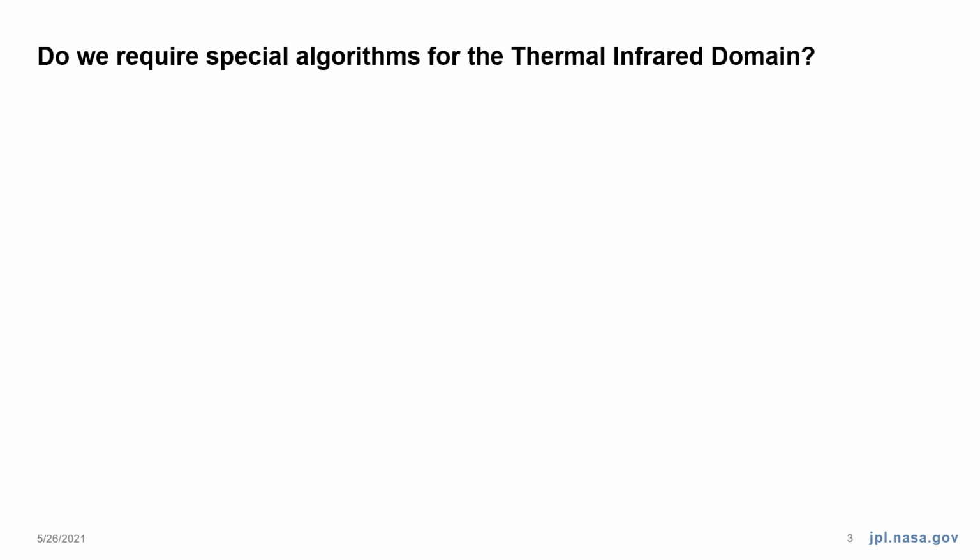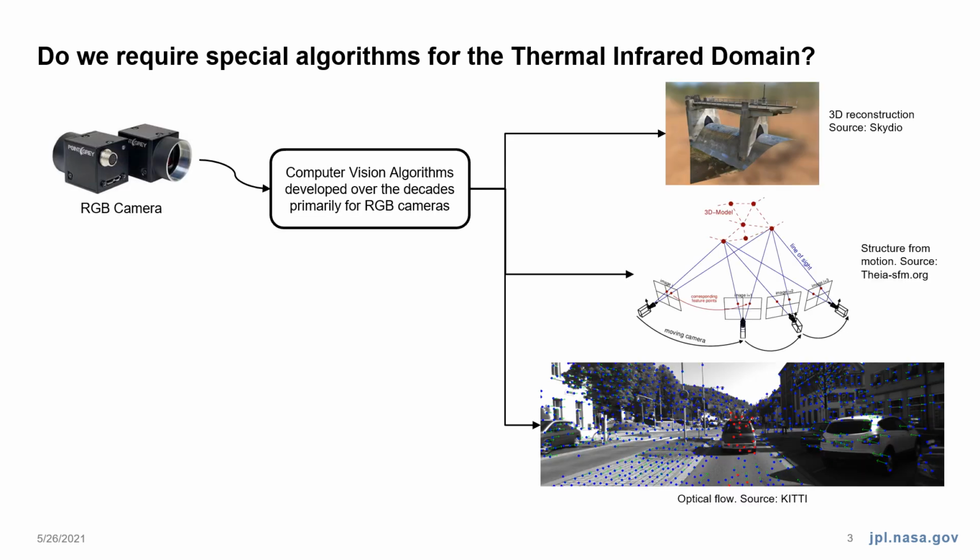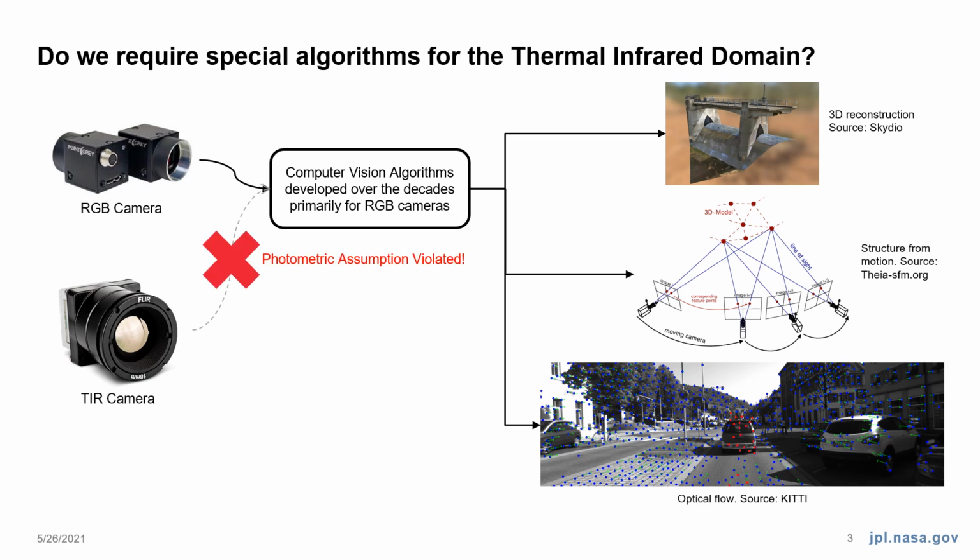Therefore, we would like you to think about this question. Do we require special algorithms for the thermal infrared domain? We have seen tremendous development of computer vision algorithms over the past decade. More often than not, these algorithms are developed primarily keeping in mind RGB cameras. Hence, a natural question is, can we use these algorithms for thermal infrared cameras as well? The answer to this is mostly no. And one major factor is the violation of the photometric assumption. We will discuss more on this later.